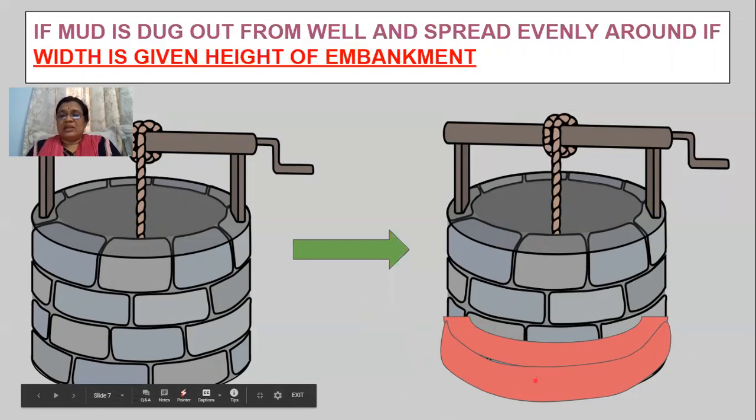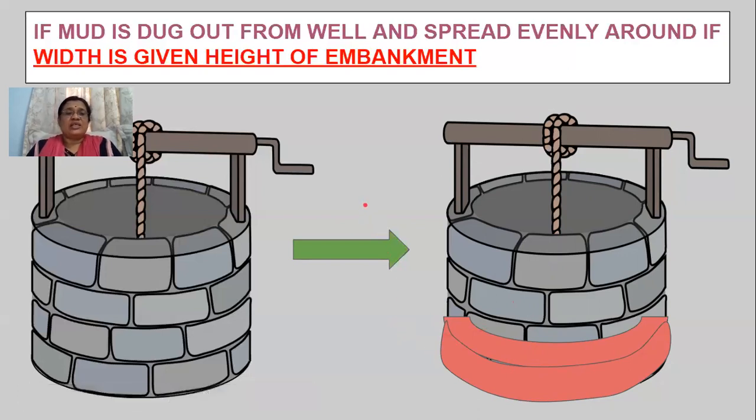See here, the height of this mud, if it is given, the well radius is given, and when mud is spread like this, the outer radius is given. What will be the height of this? They may ask questions like this. So this question I'll explain in detail in this session only. This is the height of the embankment they may ask.